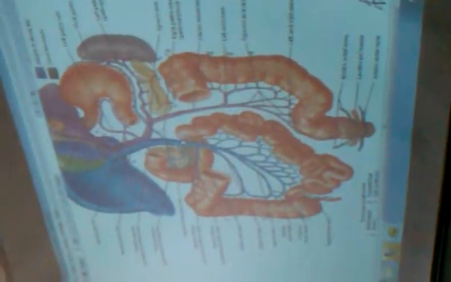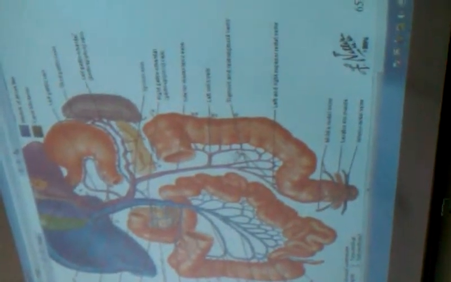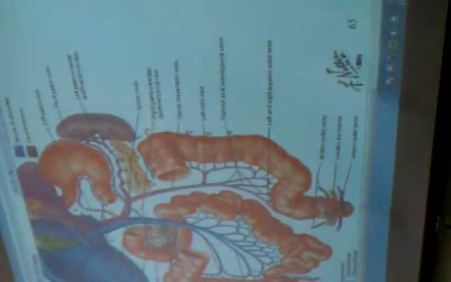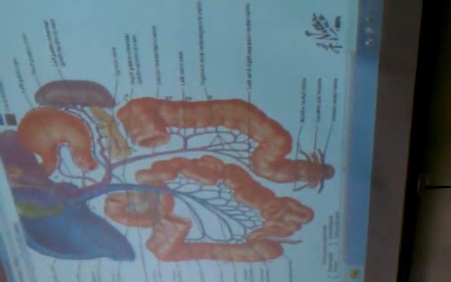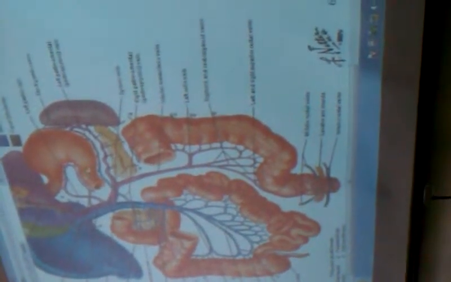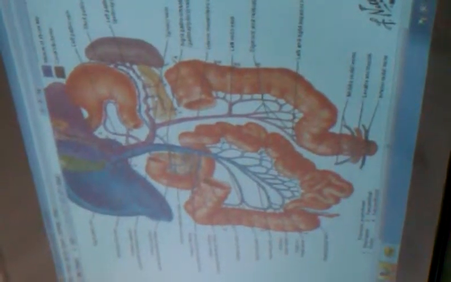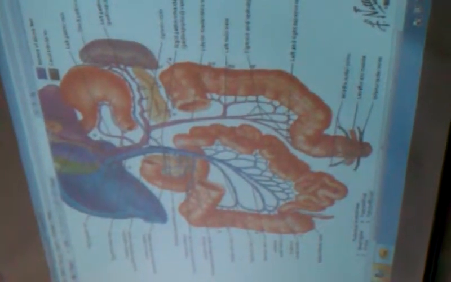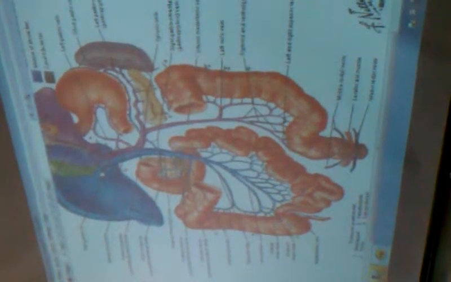We have our superior mesenteric vein coming from the small intestine, and the inferior mesenteric vein coming from the large intestine. Here's our splenic vein. Now, look at what's joined by our splenic vein. It's joined by small branches from the pancreas. We also have some blood being brought in from the stomach, from our gastric vein as well. So those are also added in. And all of that blood goes into the hepatic portal vein and is brought into the liver.